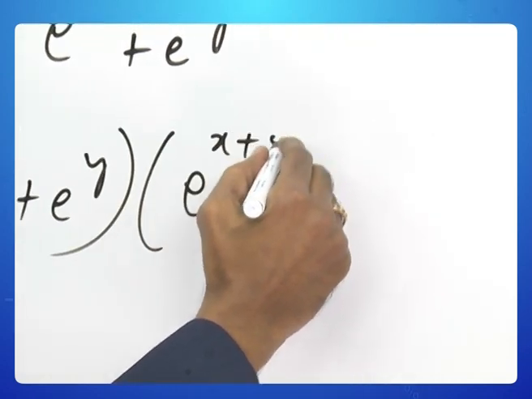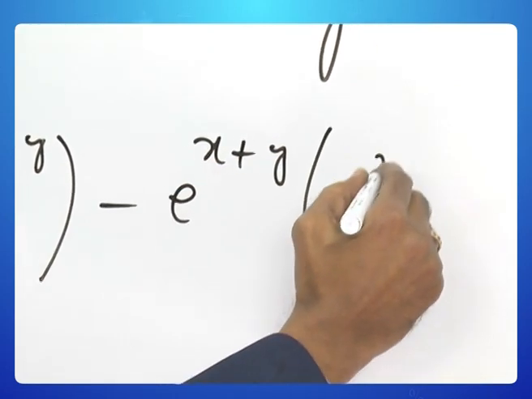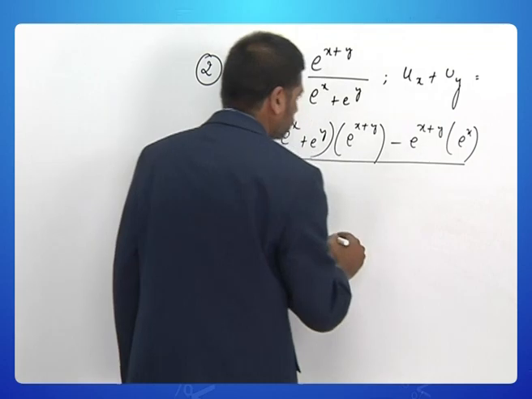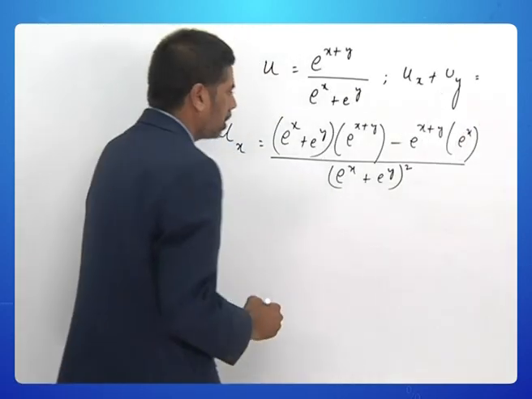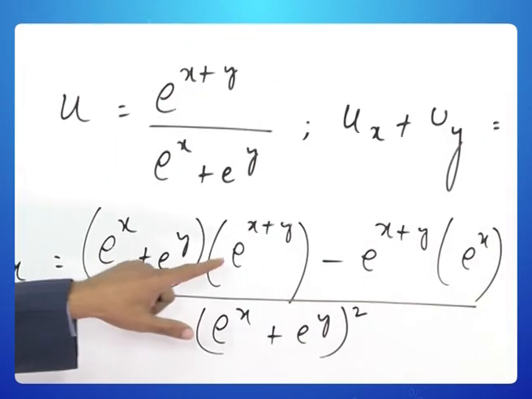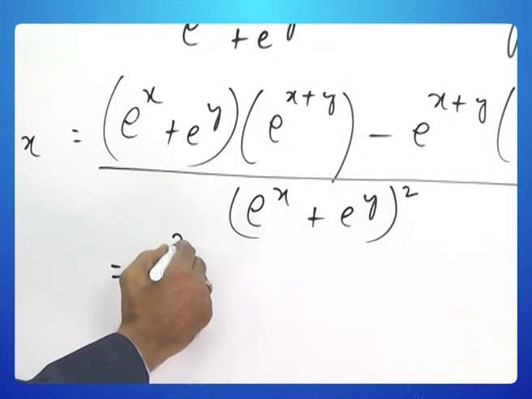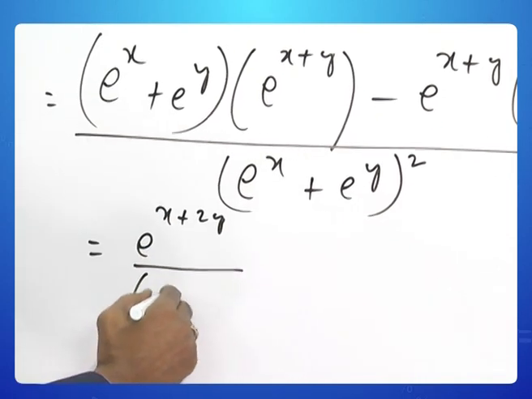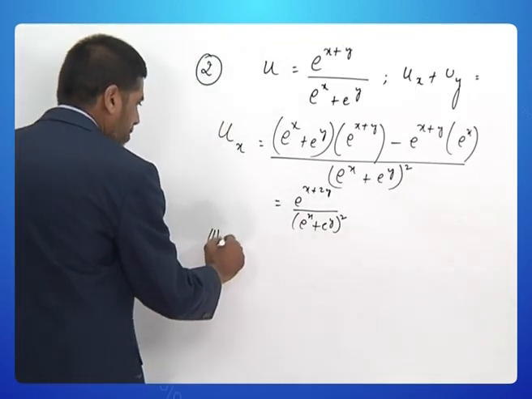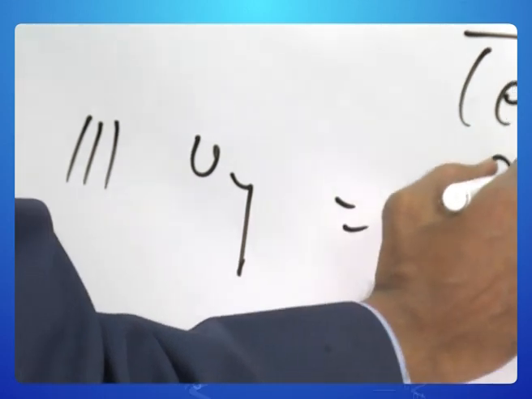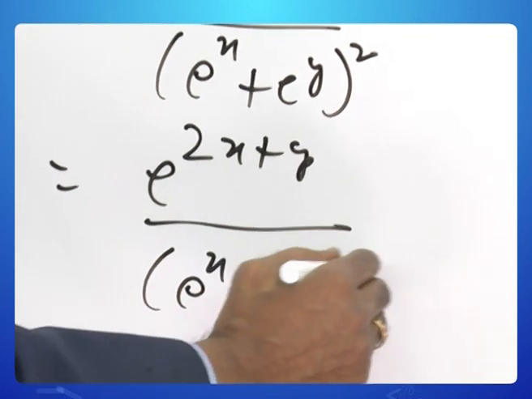Applying the quotient rule of differentiation, you will find that e power 2x plus y will get cancelled, leaving behind e power x plus 2y by e power x plus e power y whole squared. Similarly, uy would be e power 2x plus y by e power x plus e power y whole squared.